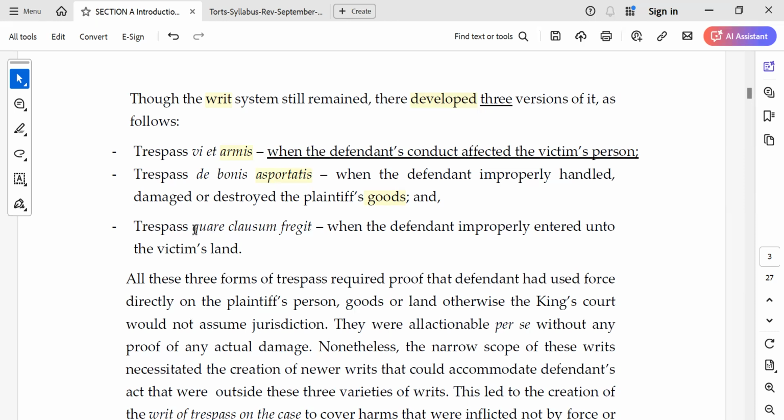Clausum. Quare clausum. Quare clausum fragit. इसको हमें करना है land का related. So when one improperly enters into the land, the victim's land. So there are three things, जो syllabus में भी हमने देखा. See, when you see the syllabus and read this, then it makes more sense and we can basically connect.